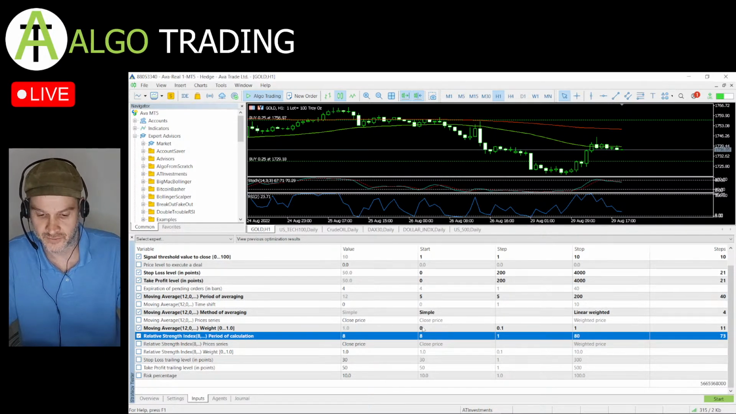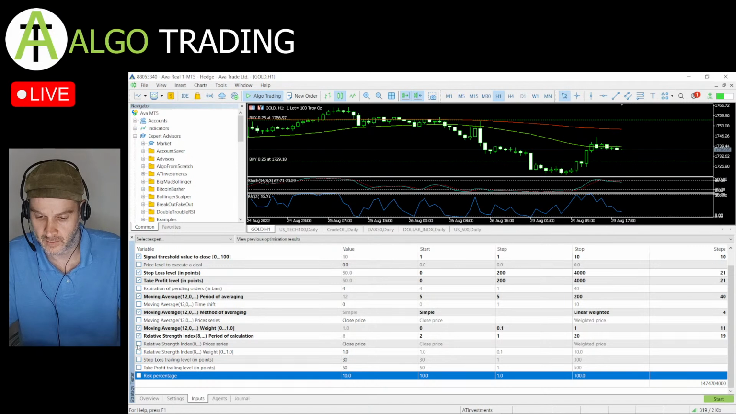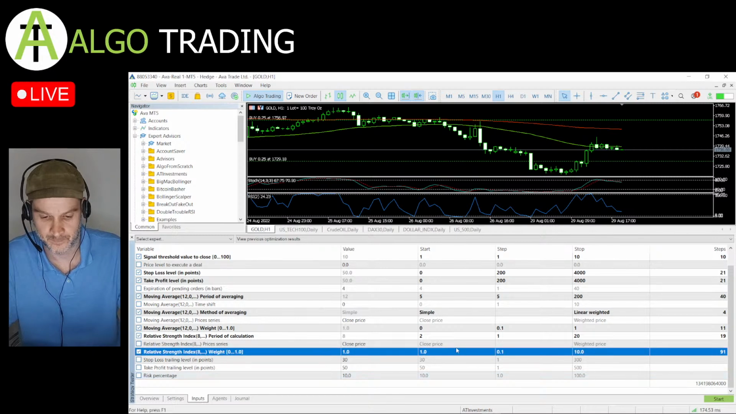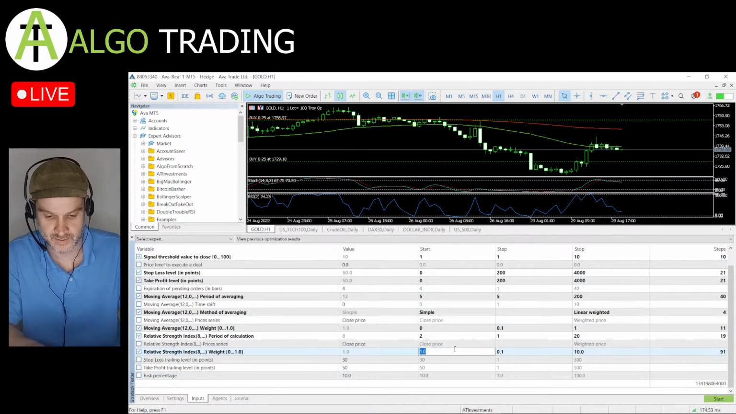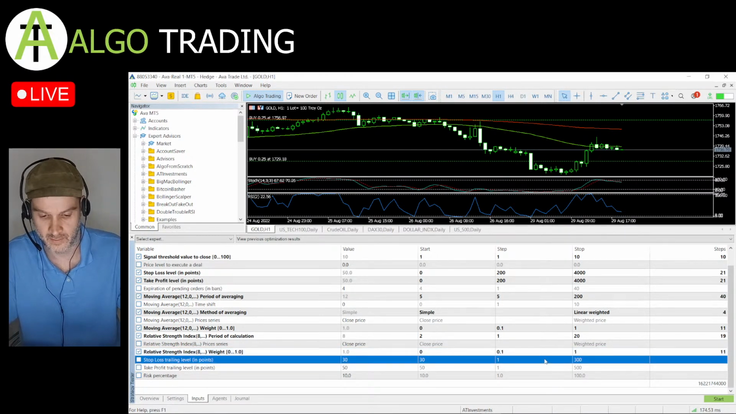Now the relative strength index. For the period of calculation, we're going to start at 2, go up in steps of 1, and go to 20. The price series, we keep as close price. And the weighting, we're going to start at 0, go up in 0.1, and go to 1.